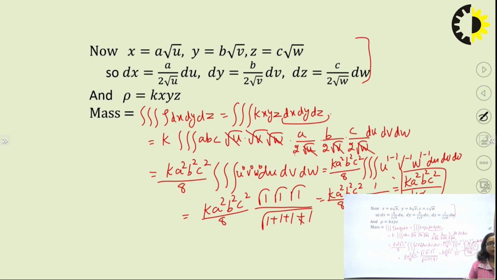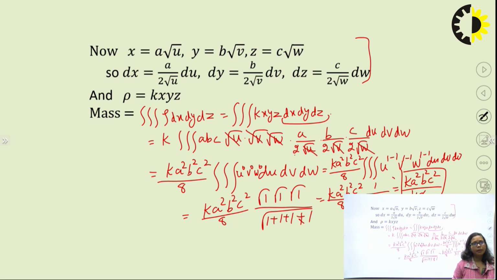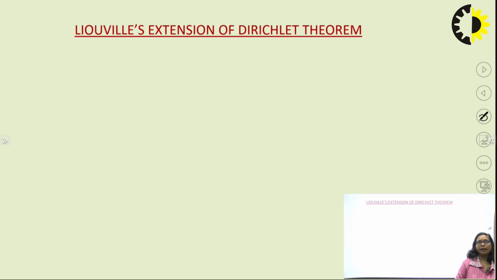Clear? So this is how we apply the Dirichlet integrals to solve, in place of volume and mass, any triple integral that is given, but only for that part which is lying in the first octant. You can solve that integral by using the Dirichlet integral. So the first integral is called the Dirichlet integral. In the next slide, we are discussing its extension, the extension of the Dirichlet integral, which is known as Liouville's extension. So in the next slide, we are discussing the Liouville's extension of the Dirichlet theorem.